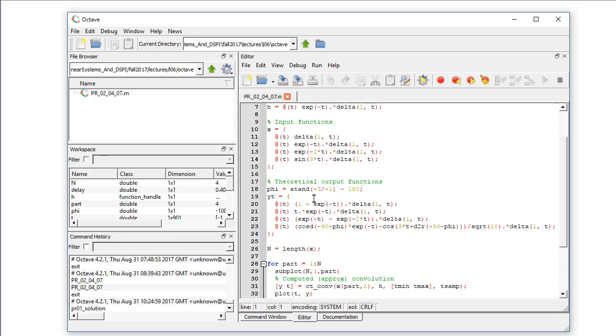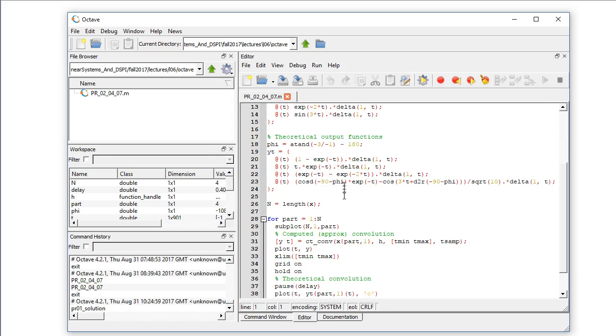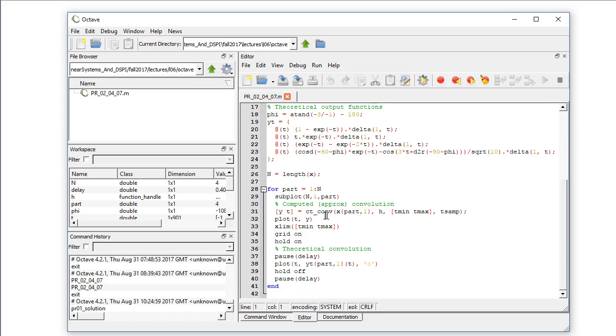So here are my theoretical outputs, and I'm going to compare plots of my theoretical results to the plots I get using Octave to do the convolution. And I'm going to rely on the ctconv function here to carry out the convolution. This will do the integration for me, evaluate the convolution integral. So it's going to take each of my x functions. I loop through this 4 times. It convolves each of my x input functions with h and returns a y vector that I plot.